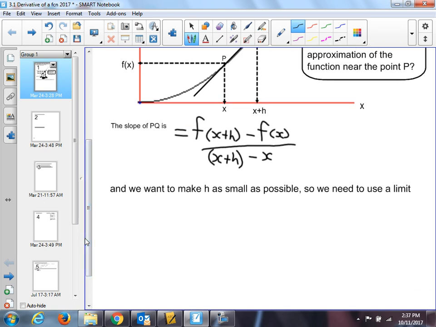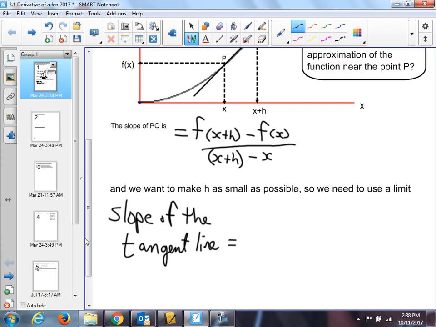So I'm going to use that here. We want to make that h as small as possible, so we use this limit. So the slope of the tangent line is given by this limit. The slope of the tangent line is equal to the limit as h approaches 0 from either side for the slope formula.